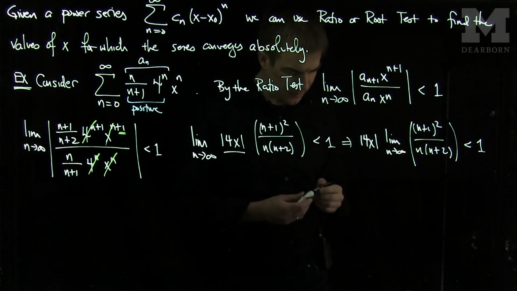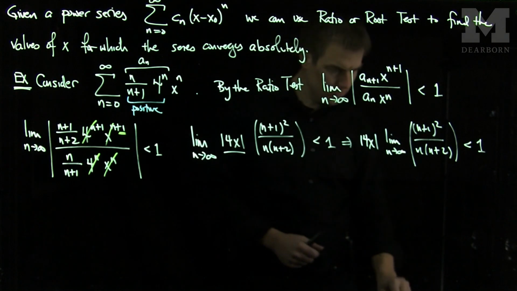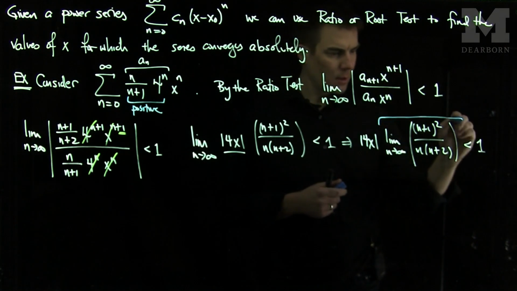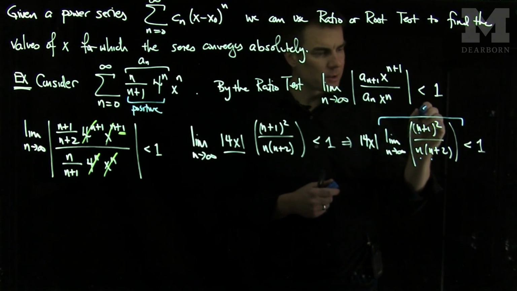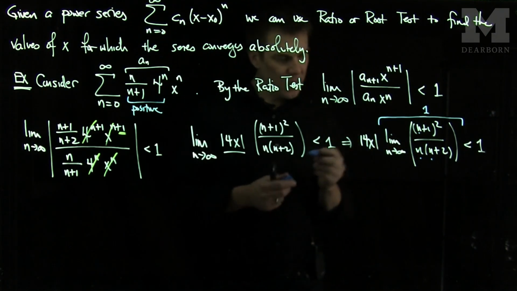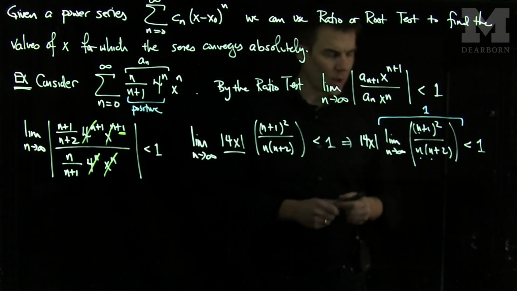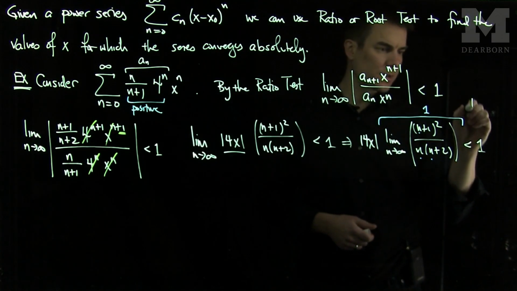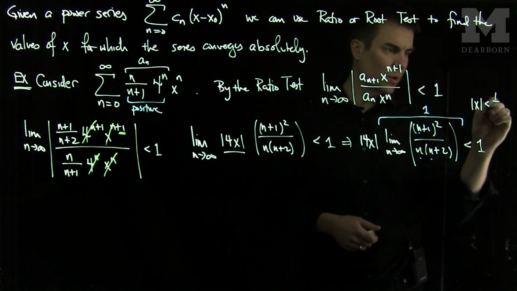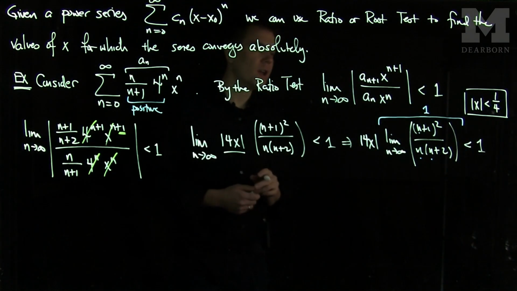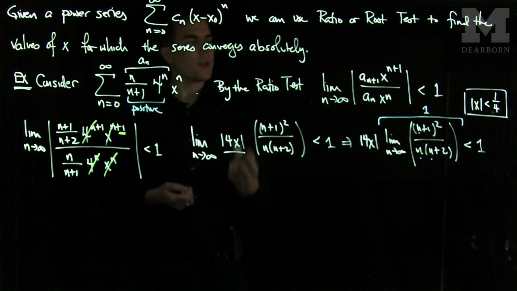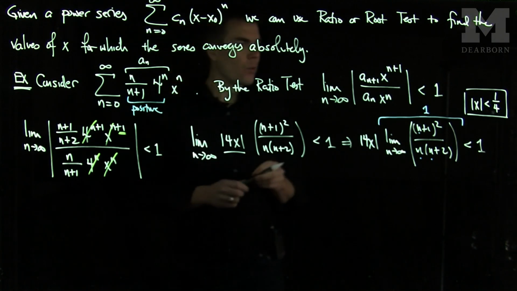This limit has a leading term of n squared in the numerator and n squared in the denominator, so the limit tends to 1. And so we need 4x in absolute value to be less than 1, so the absolute value of x needs to be less than 1/4. So if the absolute value of x is less than 1/4, then this series will converge.